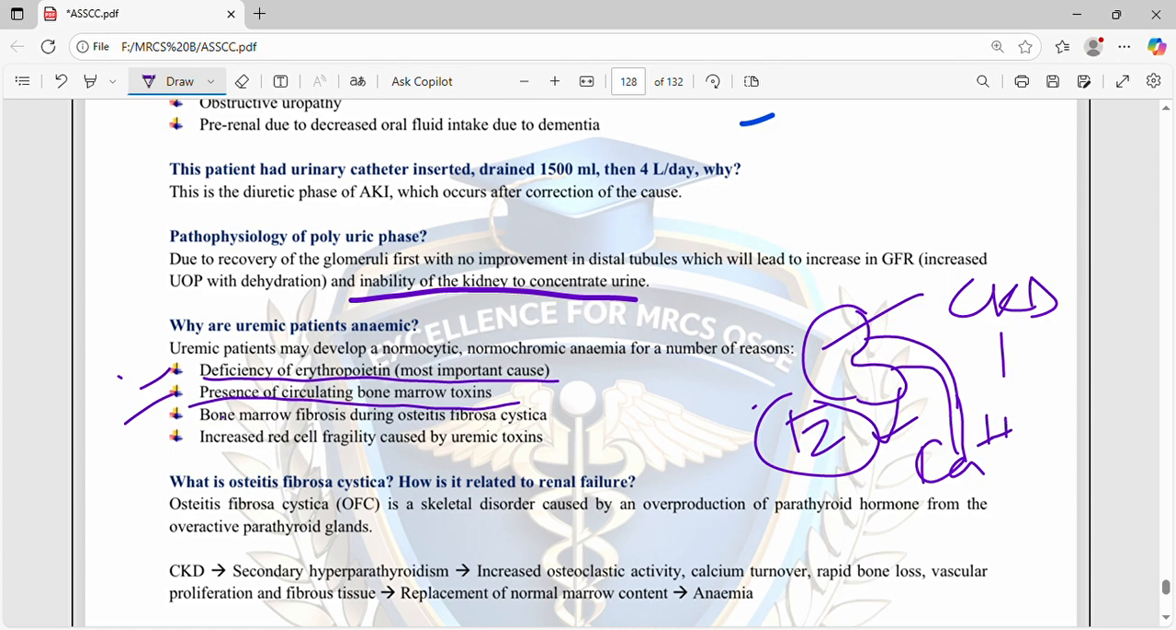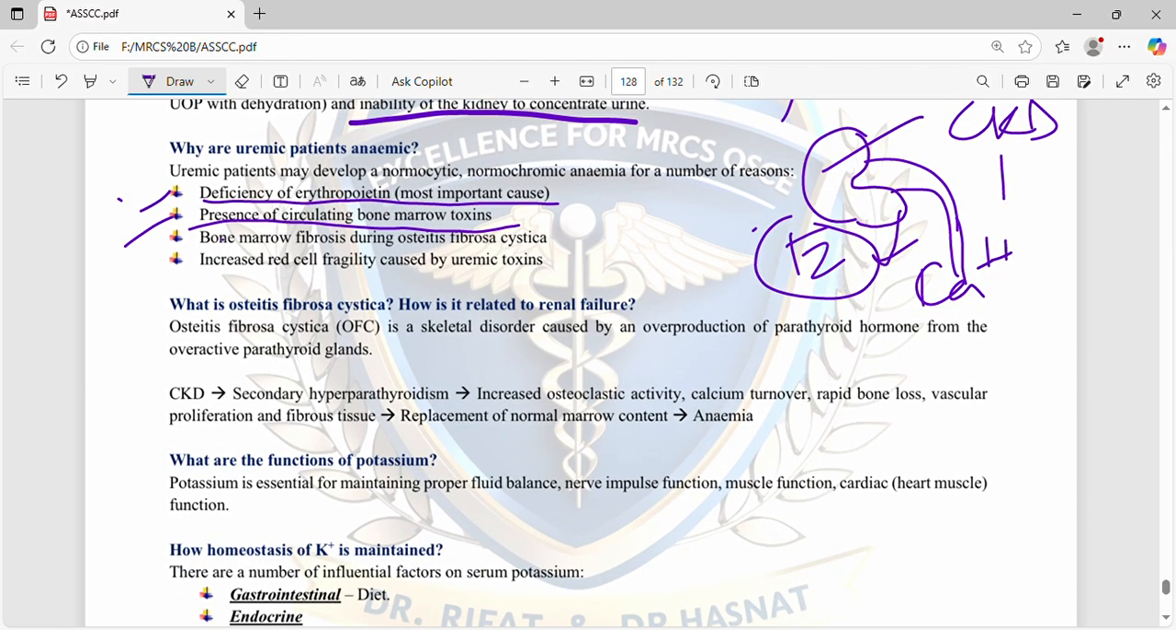Increased red cell fragility is caused by uremic toxins. Since the red blood cells are very sensitive, uremic toxins can make them fragile, so they rupture very easily. So these are the various causes which can cause anemia in CKD or uremic patients.